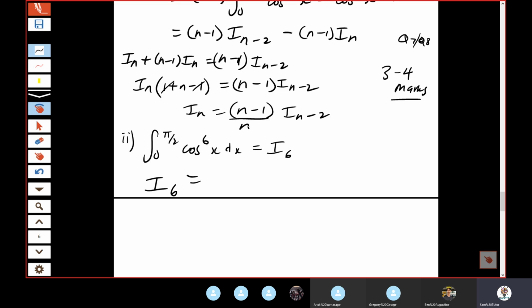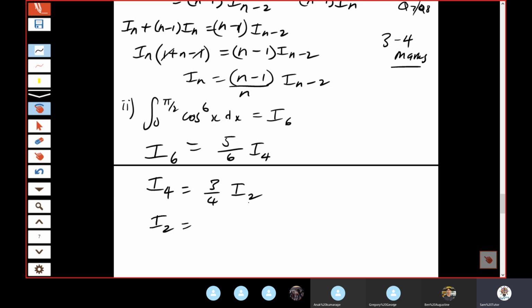Because I6 is power of 6. Well, we know I6 is 6 take away 1, so 5 on 6 of I6 take away 2, I4. And you find I4. That's easy. 3 over 4 of I2. Look how easy this is. I2 is 2 take away 1, 1 over 2 of I0. Now you don't keep going because if you get to 0 take away 2, that becomes inverses, and this doesn't really work for inverses. It only works for positive integers from 0 onwards.